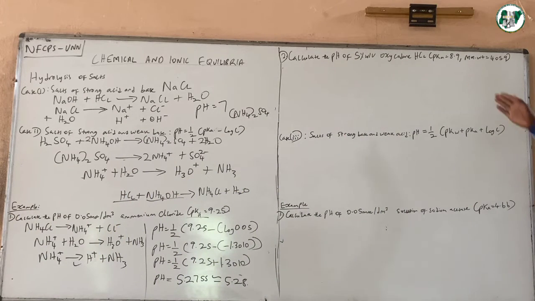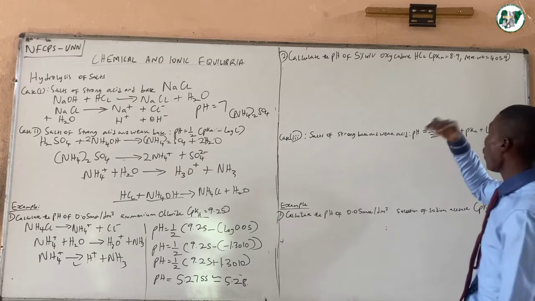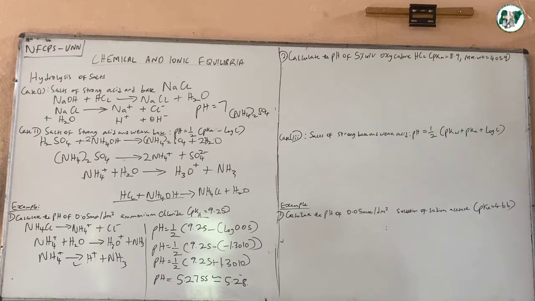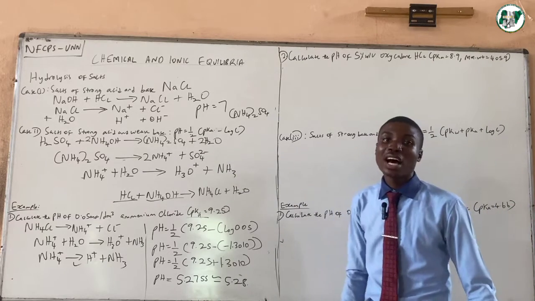So let's look at the second example that says, calculate the pH of 5% weight per volume of oxycodone HCl with pKa of 8.9 and molecular weight of 405.9. Now we have our pKa, but what we need is our concentration. Our concentration here is given as 5% weight per volume.